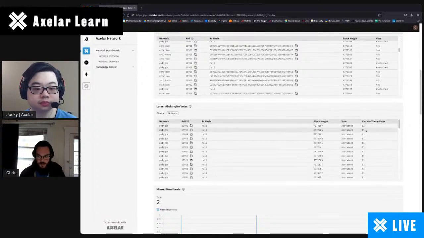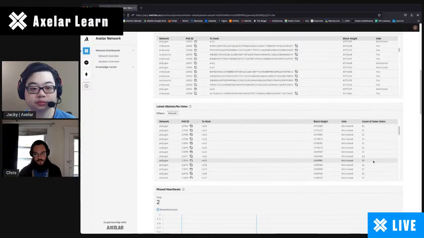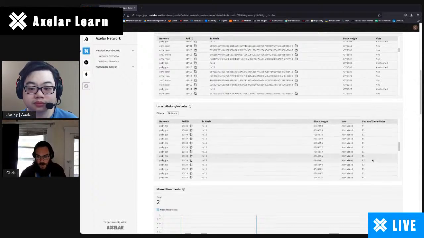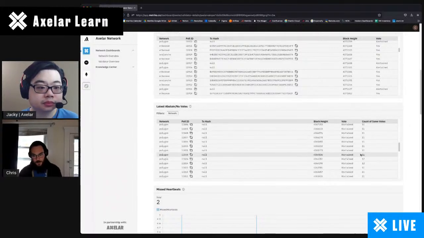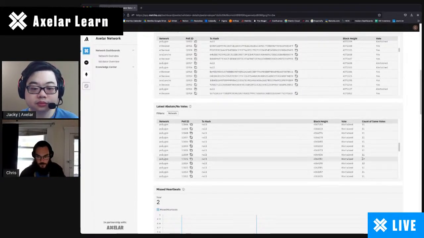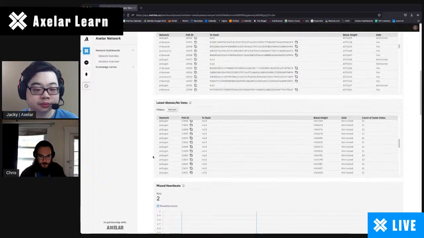So with these abstains, you can see there are 11 other validators that voted the same way, which to me suggests that it's not an issue that's specific to this validator, but probably some kind of issue with the integration with Polygon that's affecting multiple validators. And I think as a validator, you can look at this to understand what you want to focus on and triage issues.